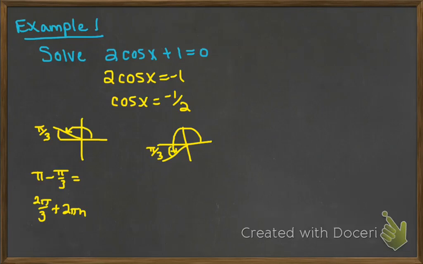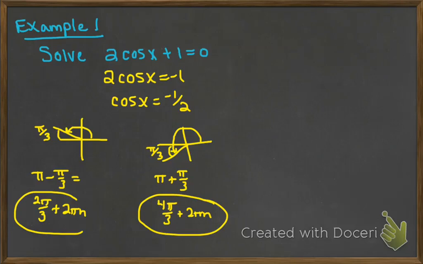So now our second answer, when it's in the third quadrant, we do pi plus the reference angle, so pi plus pi over 3, giving us 4 pi over 3, and then again we want to add on the 2 pi n to represent every answer that's possible within our cosine graph. So we have two answers: 2 pi over 3 plus 2 pi n, and 4 pi over 3 plus 2 pi n.